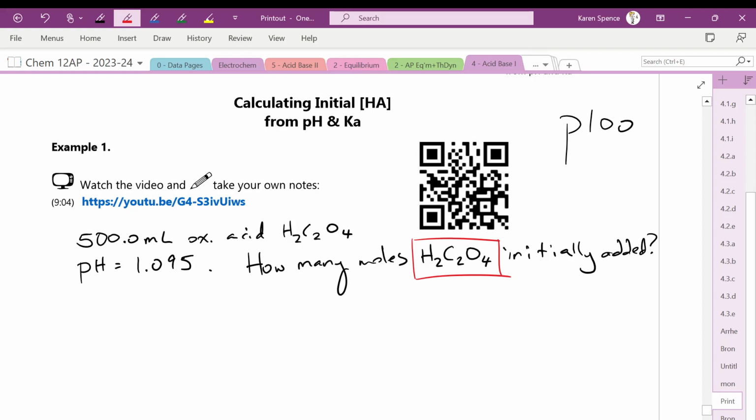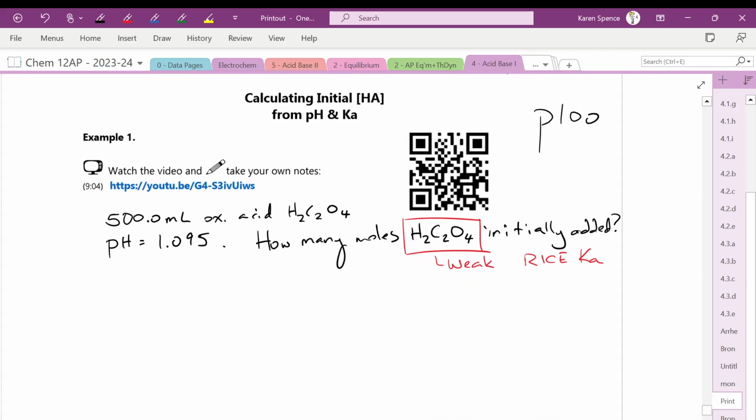What do we know about H2C2O4? It's a weak acid. And if it is weak, what are we going to be using? RICE and Ka. Okay, all right, let's start by drawing a RICE table. How about you guys set up the equation, see if you get that correct.